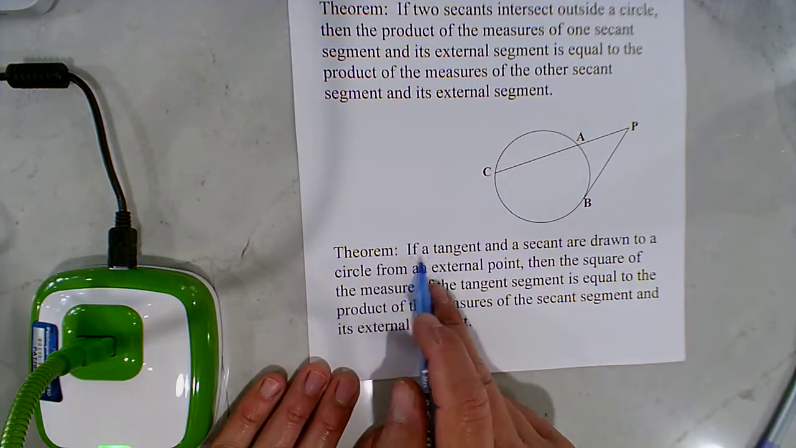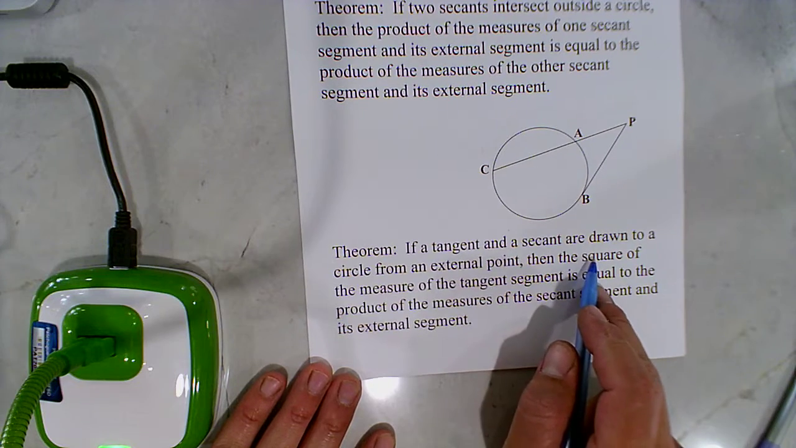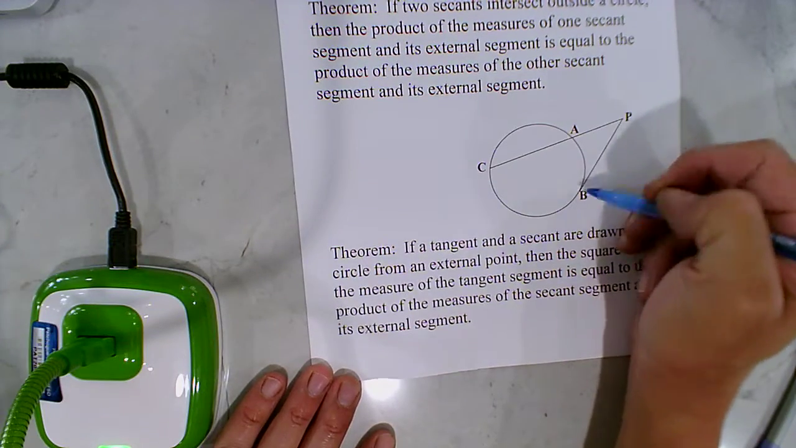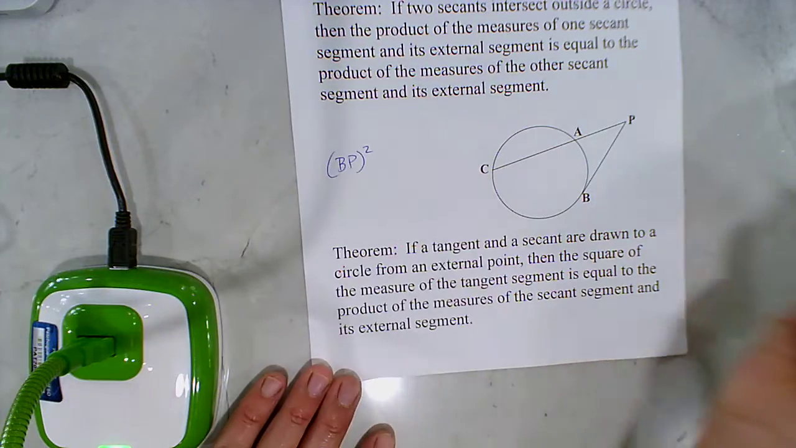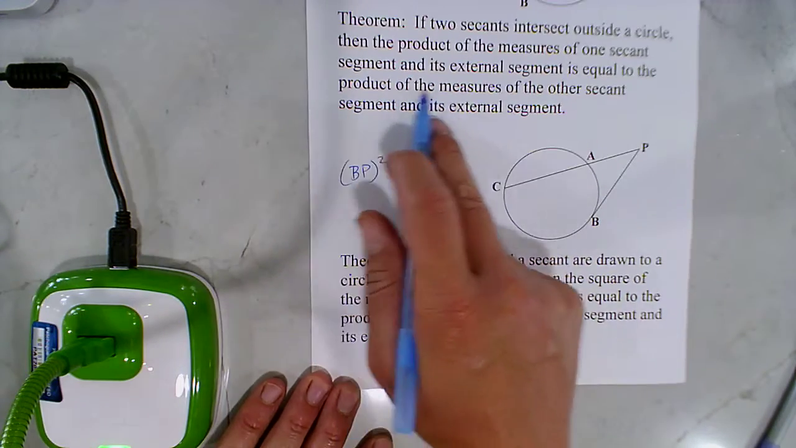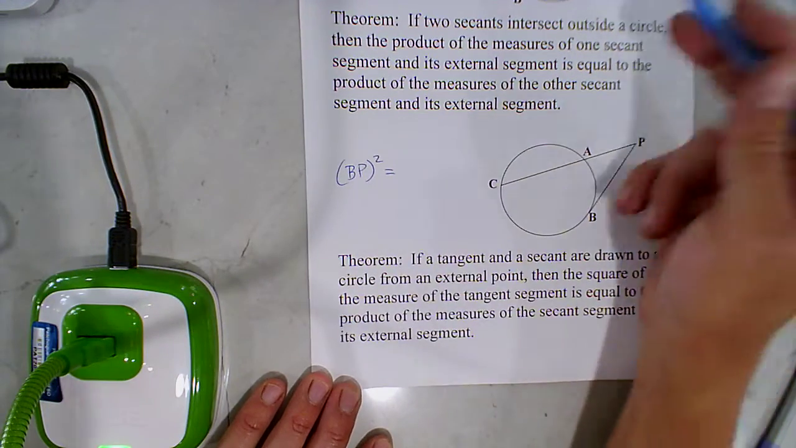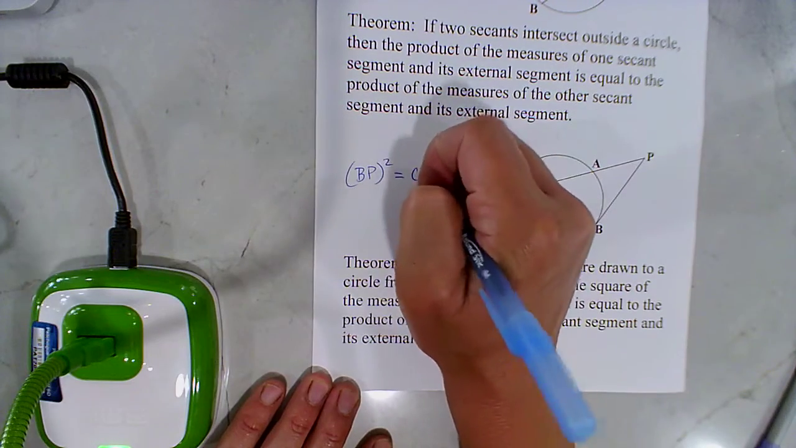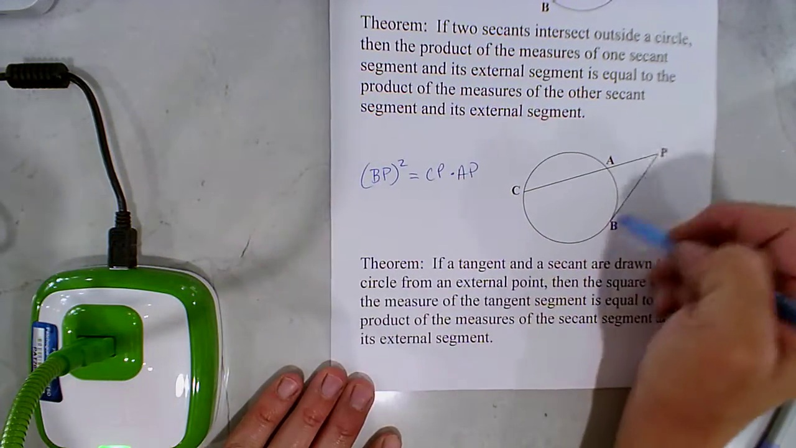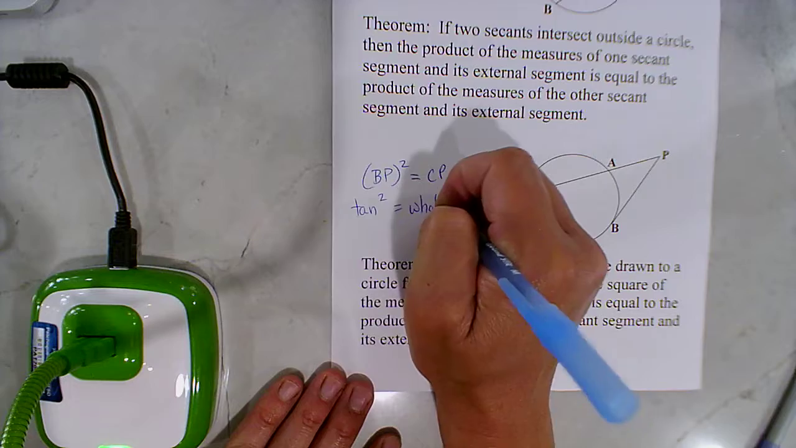The bottom one: if a tangent and a secant are drawn to a circle from an external point, in other words, the picture, then the square of the measure of the tangent segment, so the square of BP, is equal to the product of the measures of the secant segment and its external segment. So the same thing as before: the whole CP times the out, AP. We'll write this more generically as tangent squared equals whole times out.